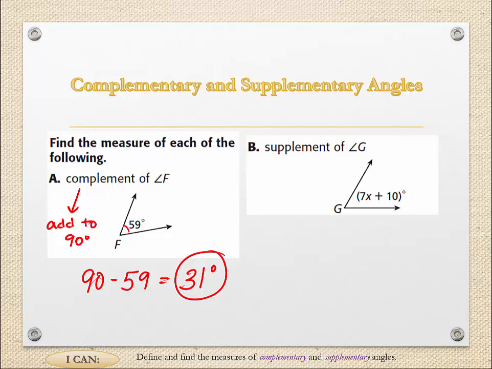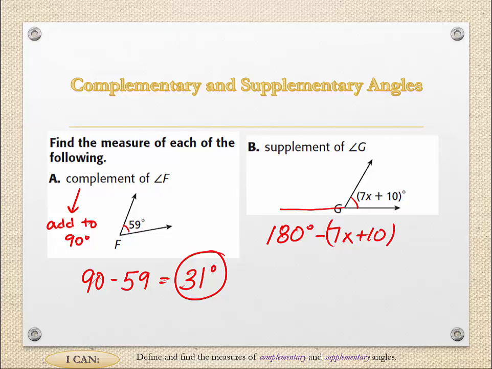And then supplement. This one's a little harder because it gives it to us in an x. But I need something that's going to end up equaling 180 degrees here. Now, it doesn't matter that we don't know what this x is. We're not asked to find x. We know that we need a total of 180 degrees, and we want to subtract what we already have taken advantage of, this 7x plus 10.